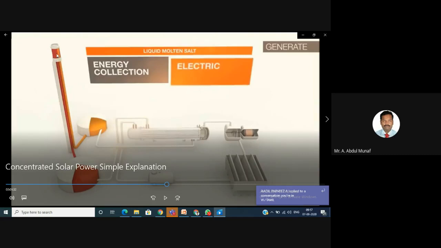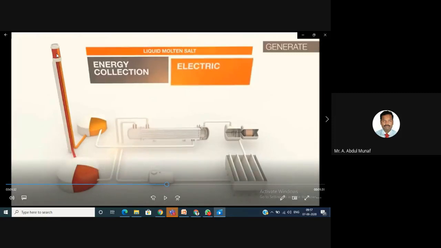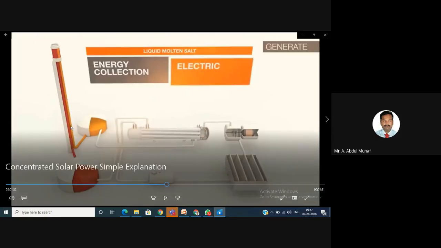The radiation is collected in the receiver, and due to the high temperature, the cold water will be converted into hot water. Okay, that hot water is collected in the hot water tank. After that, we send this hot water to the steam generator.